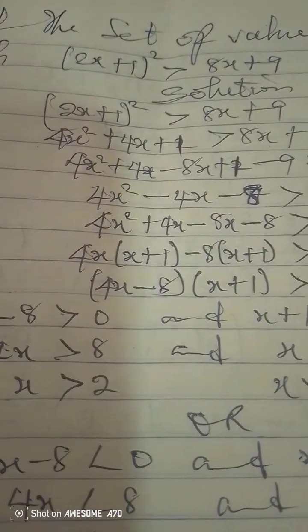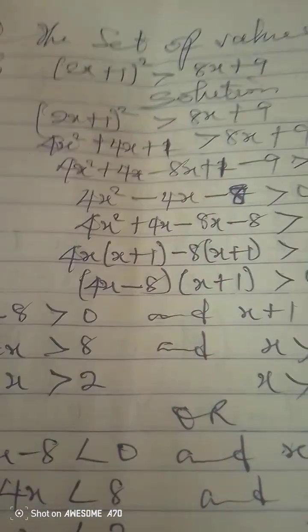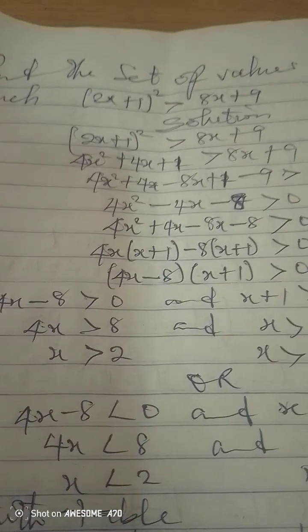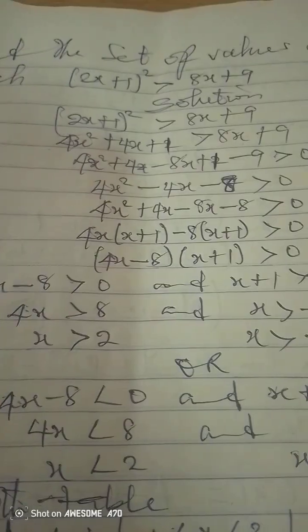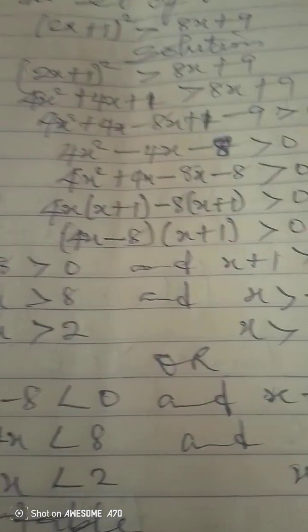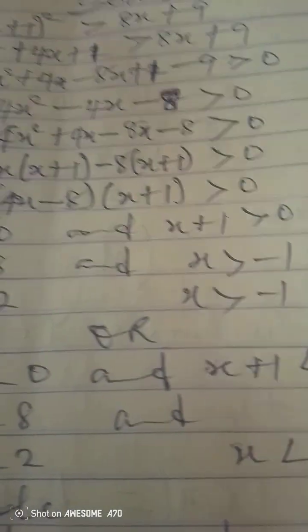So we try to factorize this quadratic expression. We multiply the first and the last term. We have -32x². So we find the factors as -8x and +4x. We use them to replace -4x. So we have 4x² + 4x - 8x - 8 is greater than 0.